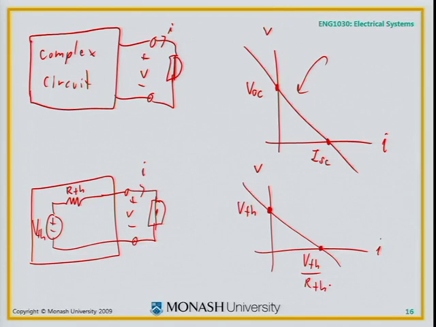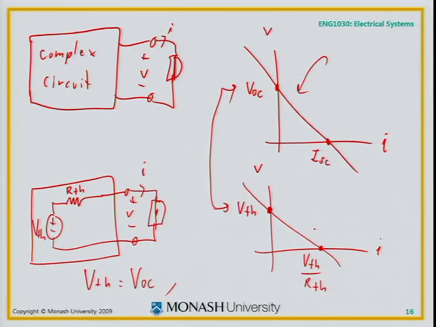So how do I make those two curves the same? What should I choose for V Thev? I have to make those two curves the same. VOC. VTH must be chosen to be VOC. I need to make this point here equal to that point. So V Thev should be chosen to be VOC, the open circuit voltage.